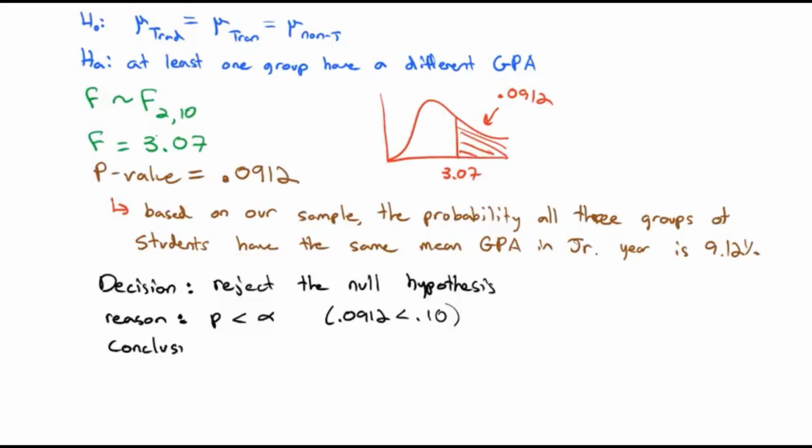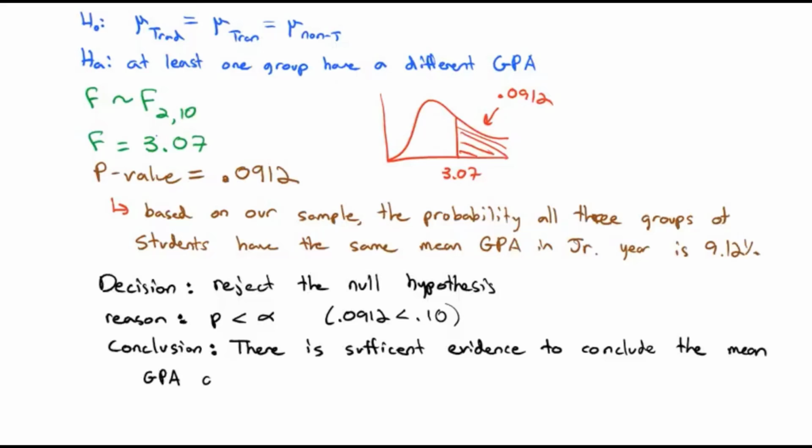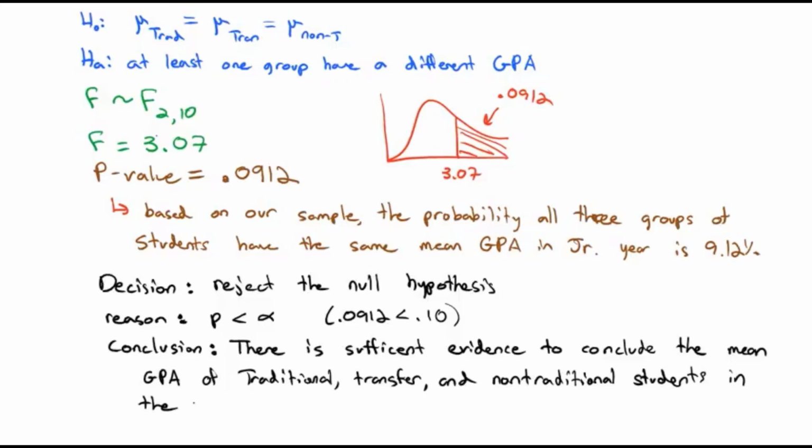So our conclusion, in context of the alternative hypothesis, is that there is sufficient evidence, because we rejected, to conclude the mean GPA of traditional, transfer, and non-traditional students in the junior year is not the same.